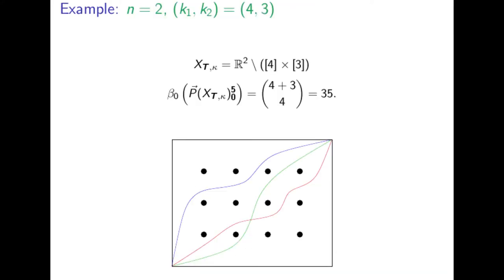Let's see the example, at least in dimension 2. So here we have k_1 and k_2 equal to 4 and 3, and each of these paths which weaves its way between the points gives rise to a distinct component of the path space of the complement of this set of points. So altogether we get beta 0 is 35. Okay.